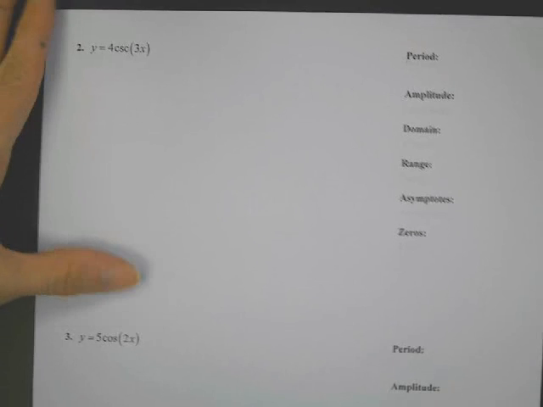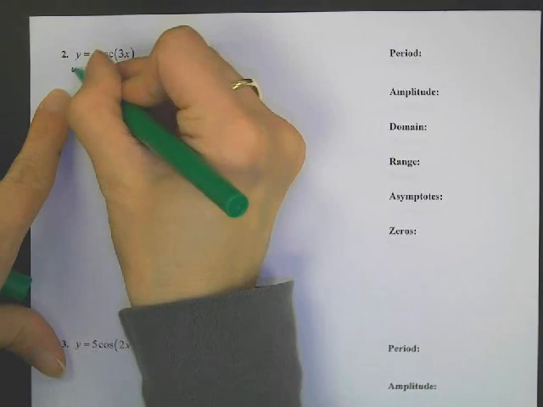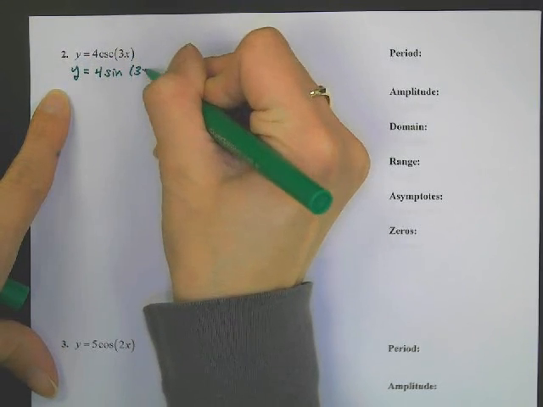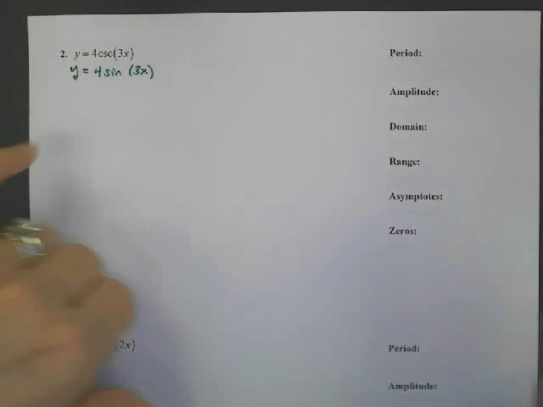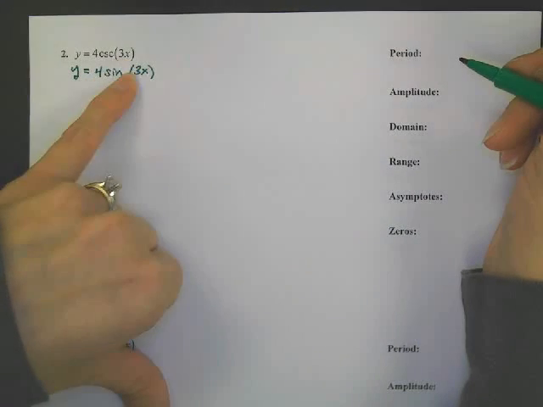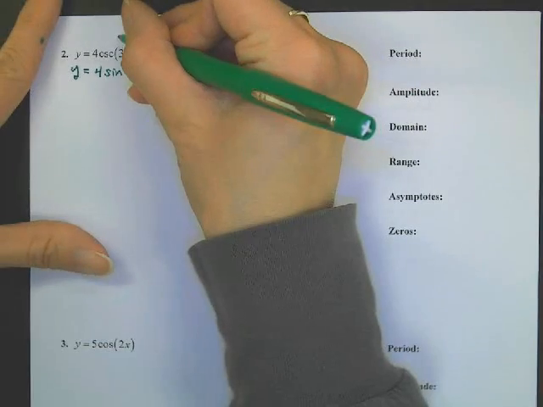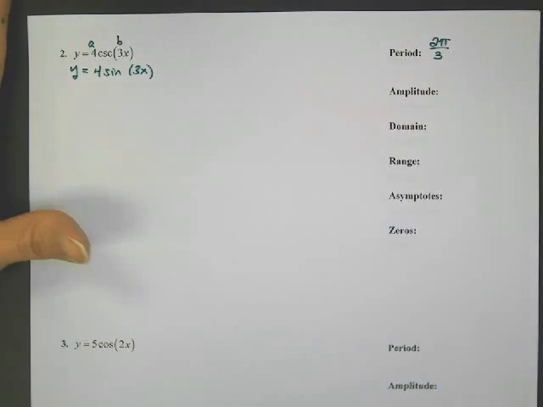Now let's go talk about his pal, the reciprocal cosecant. Looking at that one, it's going to be very, very similar to sine. So what we're going to do here is write y equals 4 times the sine of 3x. So this sine graph is related to that cosecant graph. Whatever his period is, his is. Whatever his amplitude is, it's going to be related. So the period is the b value. So we've got 2 pi over 3.